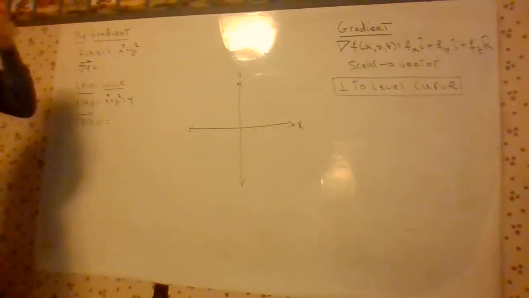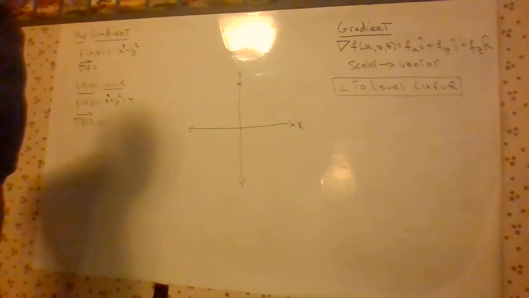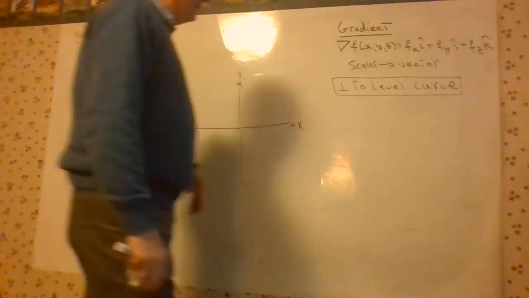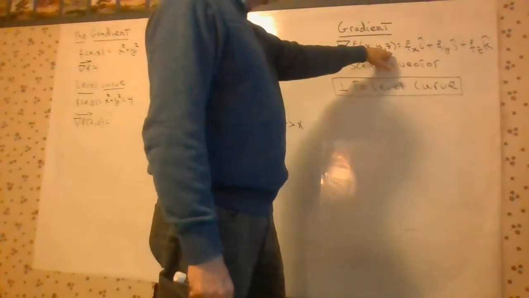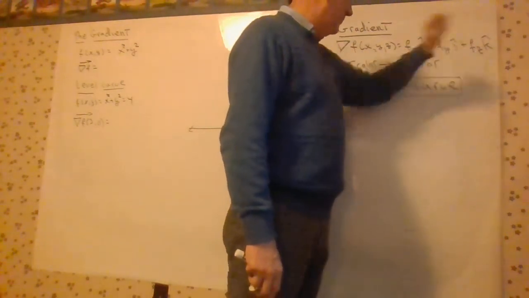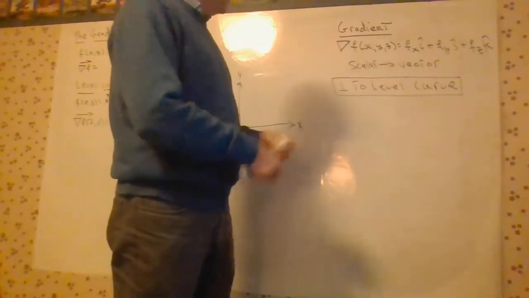The gradient. We're going to talk about three operators in the coming videos: gradient, divergence, and curl. This video will be about the gradient. If we have a scalar function, f of x, y, z, the gradient is just the x partial i plus the y partial j plus the z partial k. That takes a scalar function and produces a vector.